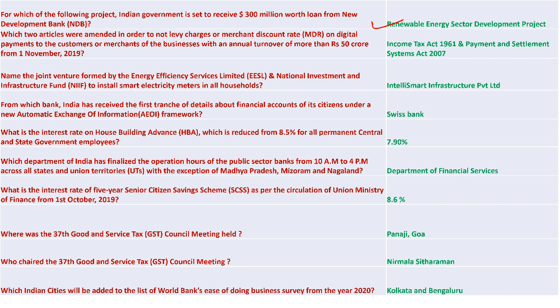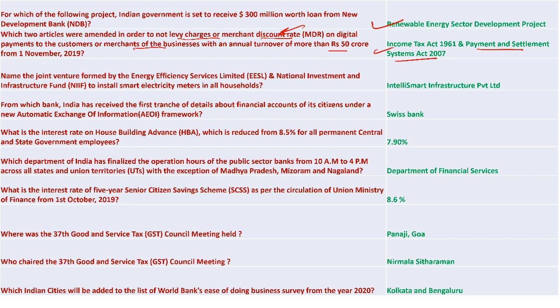Which two acts were amended in order to not levy charges or MDR, merchant discount rate, on digital payment to the customer on merchants of a business with an annual turnover of more than 50 crore? That's the Income Tax Act 1961 and the Payment and Settlement Act, right?